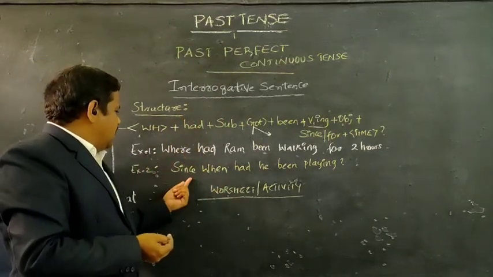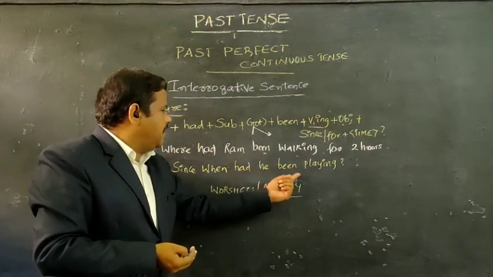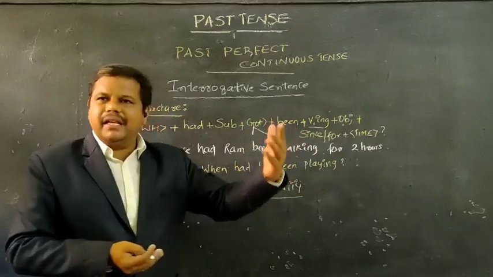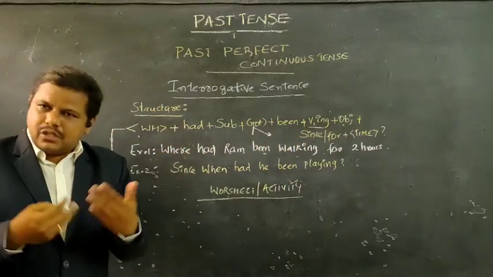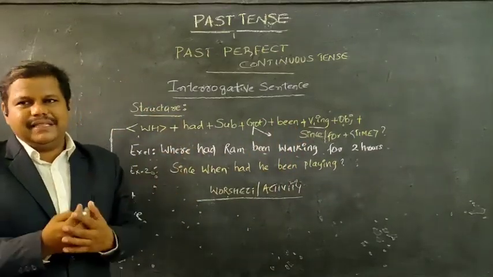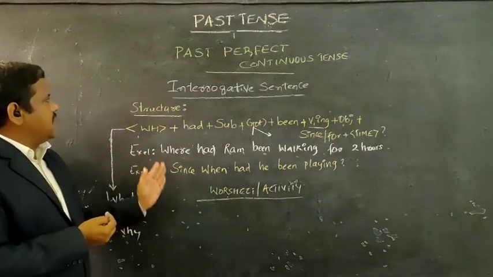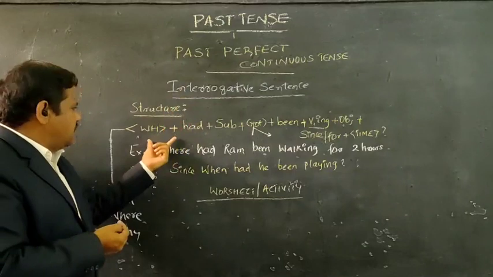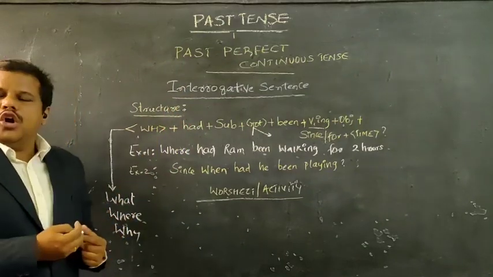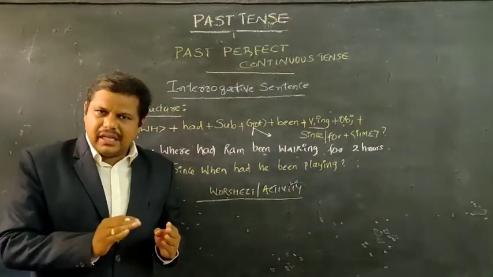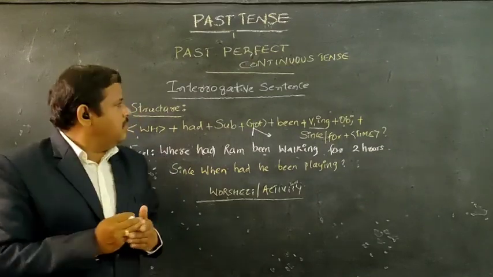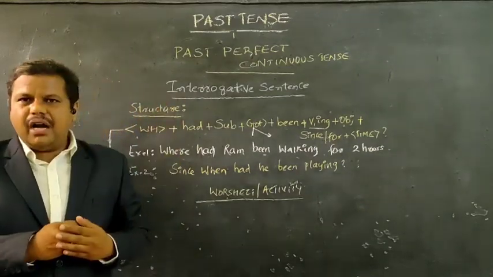Second sentence. Since when had he been playing? You have to say the answer: for 2 hours, for 3 hours, like that. So, you can write interrogative sentences in past perfect continuous tense in the following structure. Now, hope you understood clearly the affirmative form, the negative form and the interrogative form.